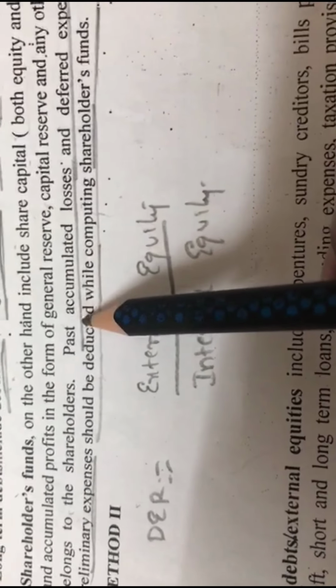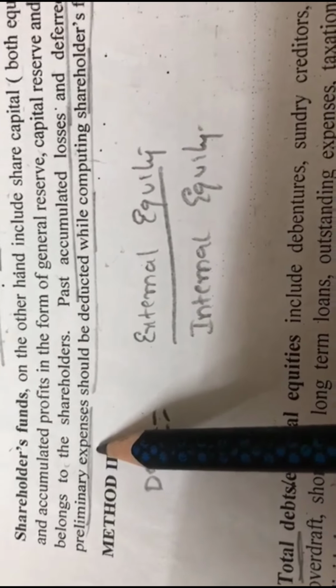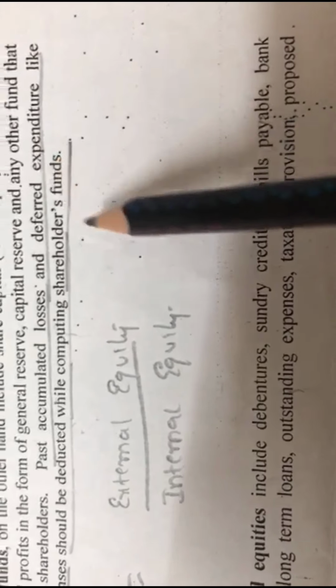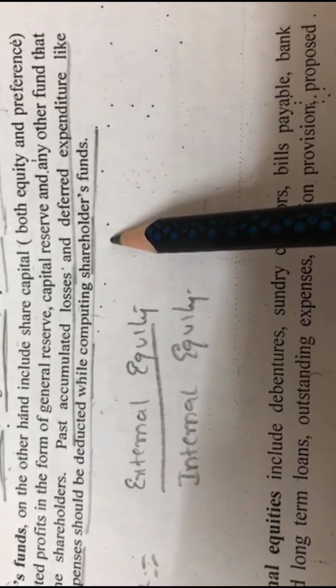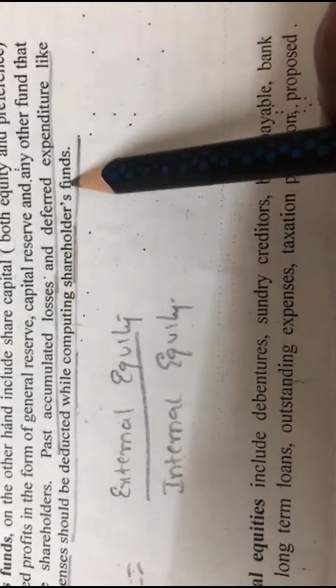So from this, that is share capital plus reserves, you have to deduct past accumulated losses and deferred revenue expenditures like preliminary expenses, which should be deducted while computing shareholders' funds. So shareholders' funds is equal to equity share capital plus reserves and surplus minus deferred revenue expenditures. So this is the formula.